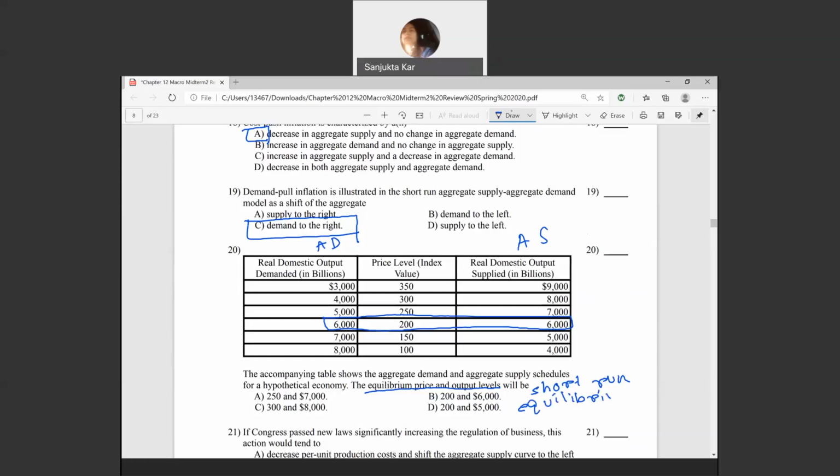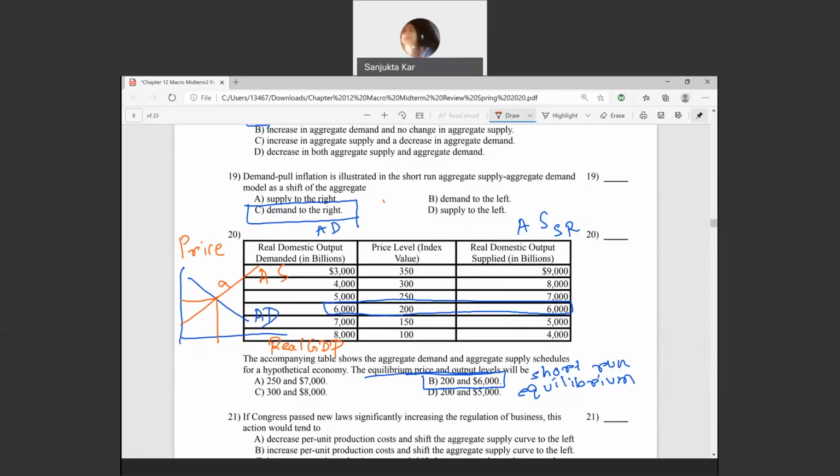Short run equilibrium means the aggregate demand and the short run aggregate supply are going to cut each other like this. This is my demand curve. Then I'm going to have an aggregate supply curve here. This point A is my short run equilibrium. I keep repeating myself here because I want you to notice what we have on the vertical axis and what we have on the horizontal axis.